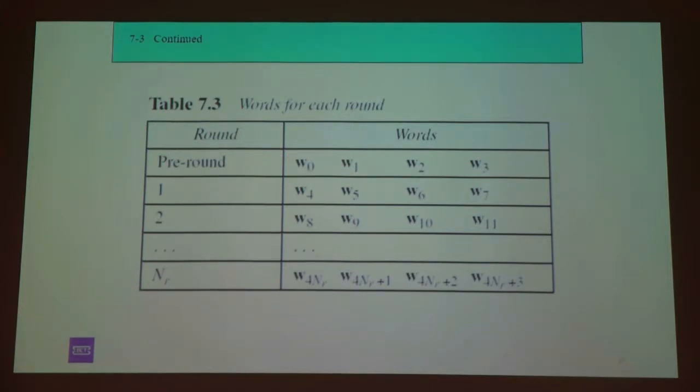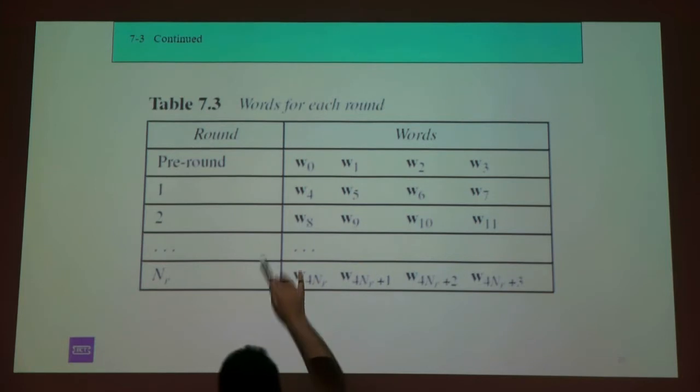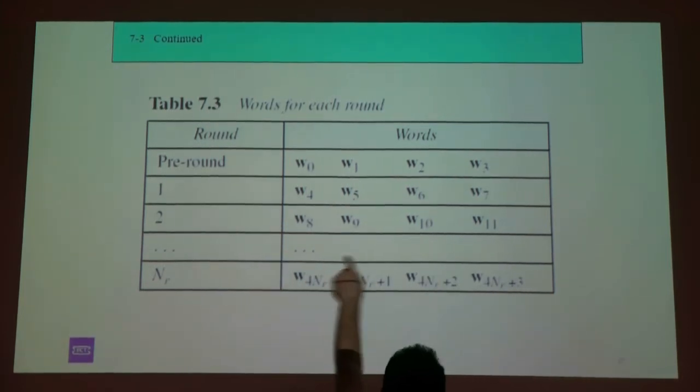What is the size of the word? 4 bytes. That's true. How many bits? 32. Right? So each key out of the 11 keys has how many words? 4. So the pre-round key, which is 128-bit, has word 0, word 1, word 2, word 3. Round 1 is words 4, 5, 6, 7. So if you add these up, each one is 128-bit, right?